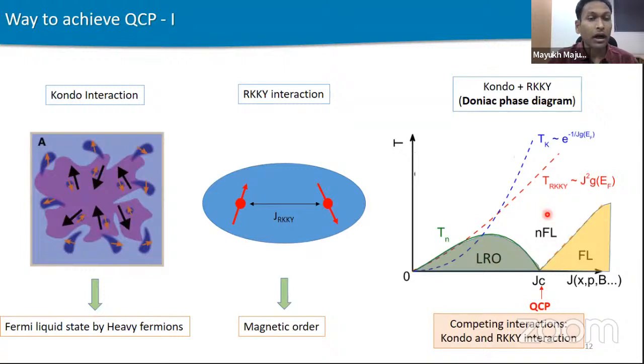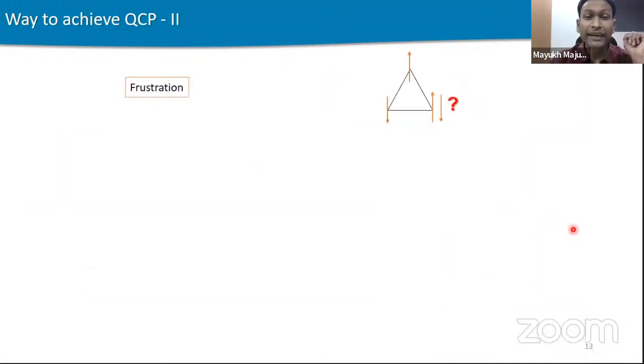Let us figure out some other way by which you can reduce the order. That is nothing but frustration. To give you an idea of what frustration is, you can consider a triangular lattice. If you consider an Ising spin, which means the spin can be either up or down, arranged in the corners, and if the interaction between them is antiferromagnetic, then the third spin would be really frustrated. It doesn't know in which direction it has to align itself.